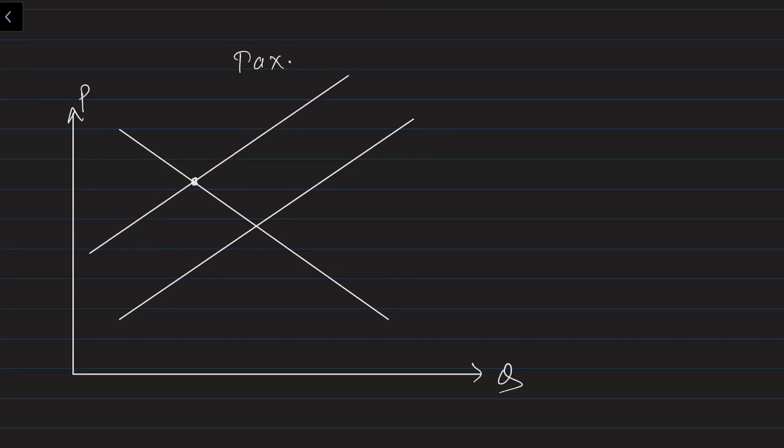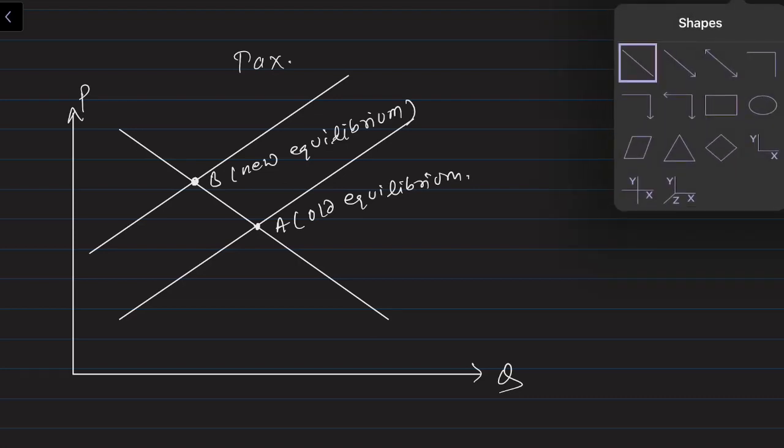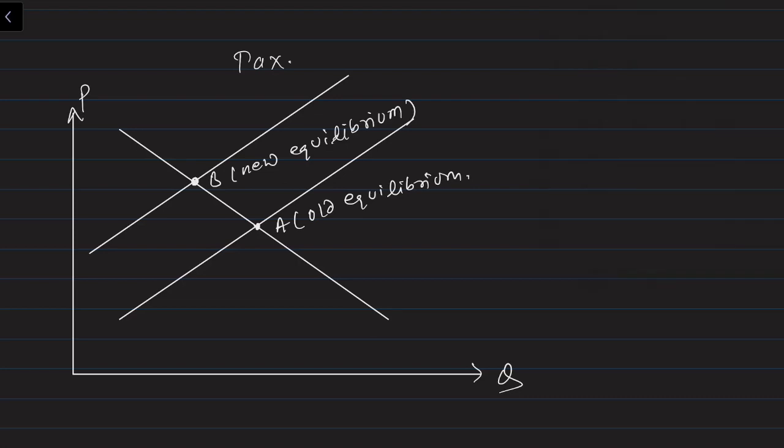So let's say this is our new equilibrium point, new equilibrium, and this was our old equilibrium. Okay, so the equilibrium quantity has decreased now due to the tax. And what is the amount of tax? So when we draw a vertical line segment from this point on the old supply curve, then the length of this vertical line segment will give us the tax. So this is the amount of tax.